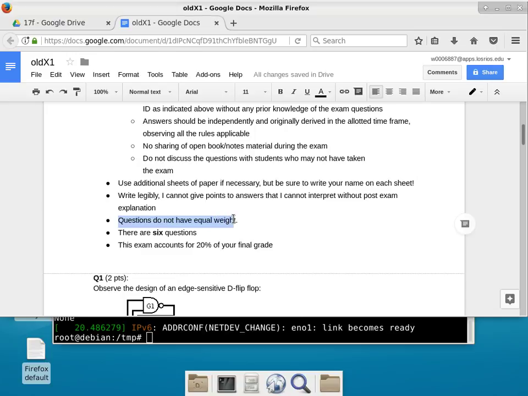Questions do not have equal weight. In other words, some questions carry more weight, other questions carry less weight. My recommendation is to take a quick scan of all the questions, okay? And then you say, oh, this one is easy. I know the answer right away. Okay, that one is easy. Work on the easier ones first. Even if they are lower point value, work on those first. Because that way you lock down the points that you can get for sure early on in the exam.